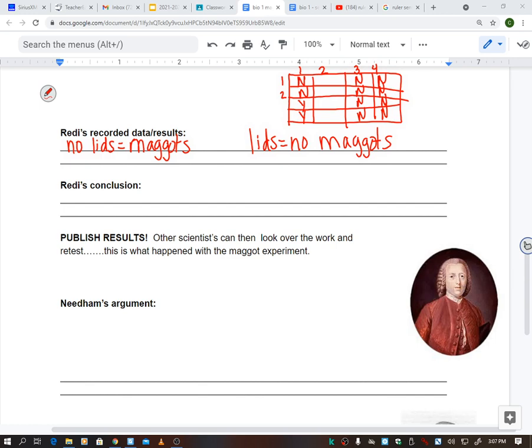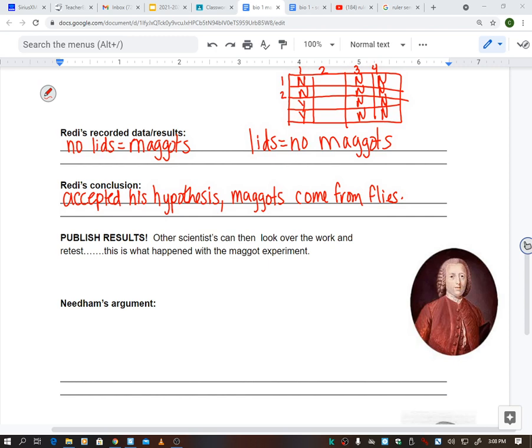So once he did this, Ready's conclusion was then that he accepted his hypothesis. Maggots come from flies. All right, so once you have your conclusion, that's the end of your lab report.